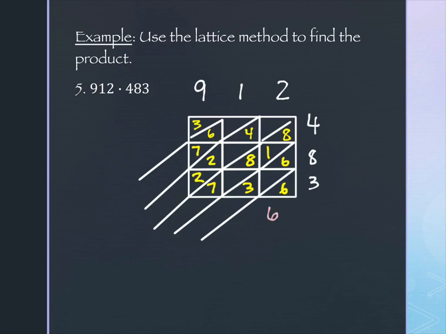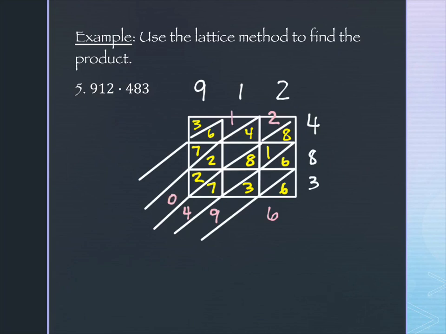So this one's 6 in the bottom, right-hand corner. My next diagonal is 6 plus 3, which is 9. Then I have 8 plus 1 plus 8 plus 7. What is that? 24. Yes, it is. Thank you. Just 24. So I have 4, and I carry my 2. Then I have 2 plus 4 plus 2 plus 2. 10, which is a 0, and carry my 1.